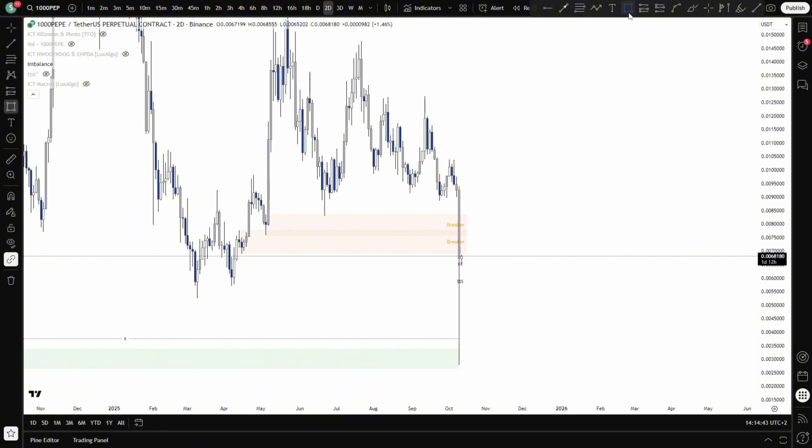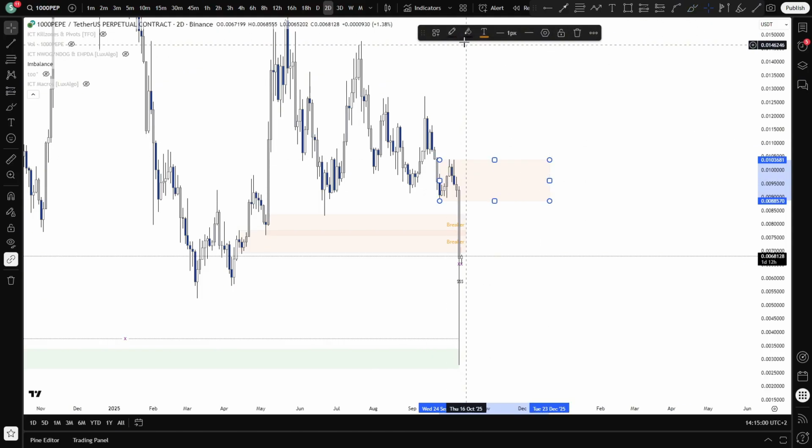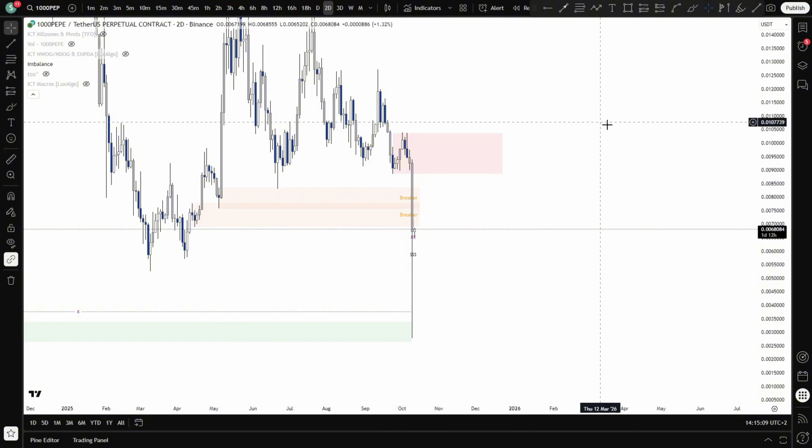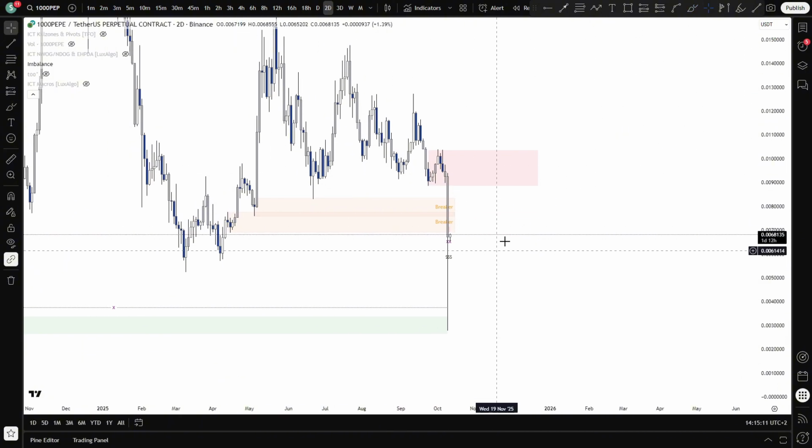While we are on a higher time frame, I also want to point out this structure pool. This is the last place on Pepe where buyers tried to push price up and the sellers took over and the buyers lost against the sellers, and this is gonna become a supply zone. This supply zone in combination with this breaker block are also the first zones to look at when we're trading towards the upside.